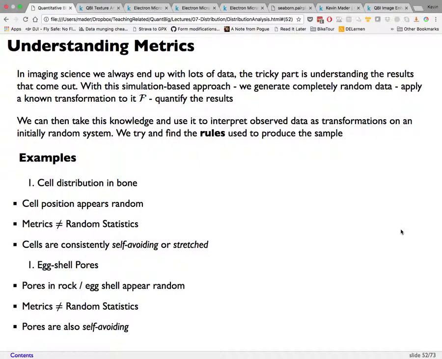Right. And so if we look at a bone sample, you have a cell distribution inside the bone. The cell position appears to be random, and you want to show that the cells are consistently self-avoiding or stretched or something else along these lines. You can then use these kinds of tools to actually show what's happening inside your data.